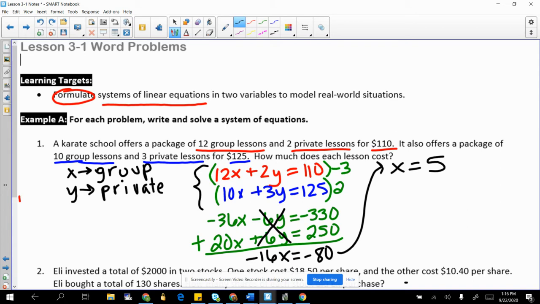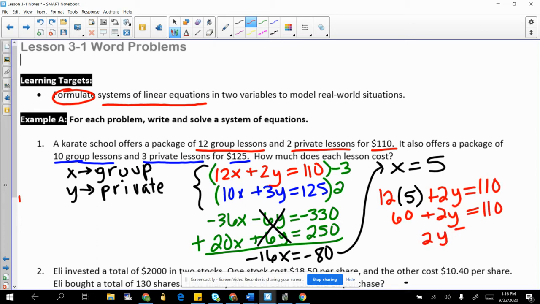Okay. And then our last step here would be to plug that 5 into one of your equations. So let's pick that top one. Plug in 5 for x. And then we need to solve for y. So plus 2y equals 110. 12 times 5 is 60. When I subtract that over, I'm going to get 2y is equal to 50. And then when I divide, I'm going to get y equals 25. So there are your solutions. We would write that as an ordered pair 5, 25.